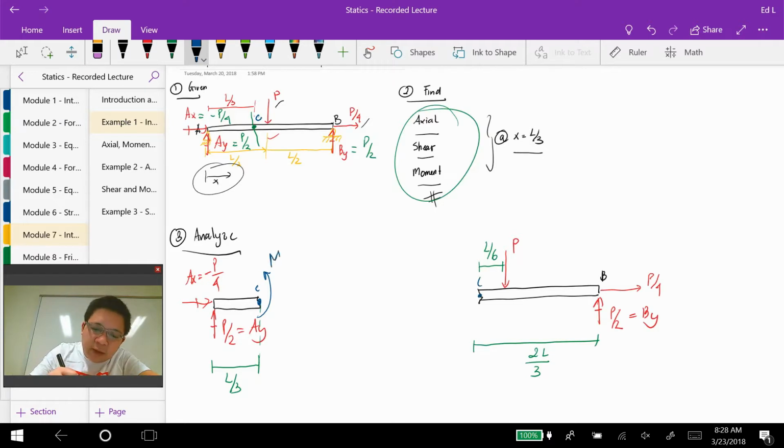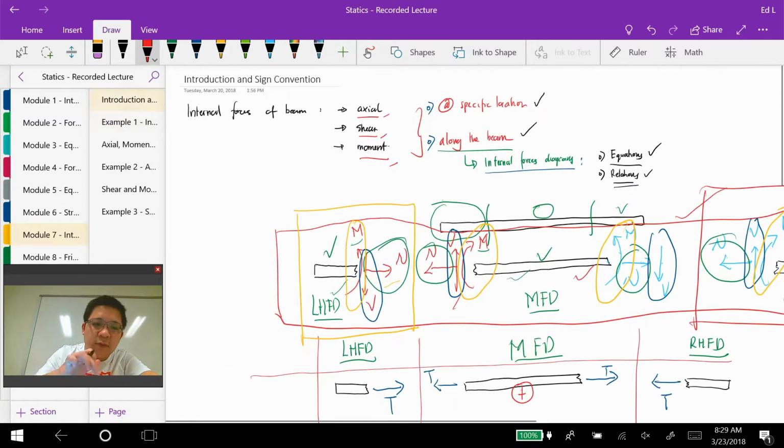So here we will have MC, VC, and NC. Notice that all of the directions that I draw for these internal forces are in the positive sign convention. If you go back to our previous lectures, they are all in the positive sign convention as shown here.